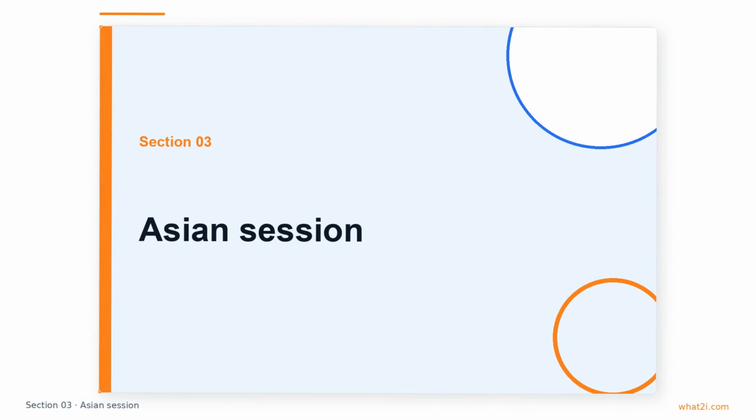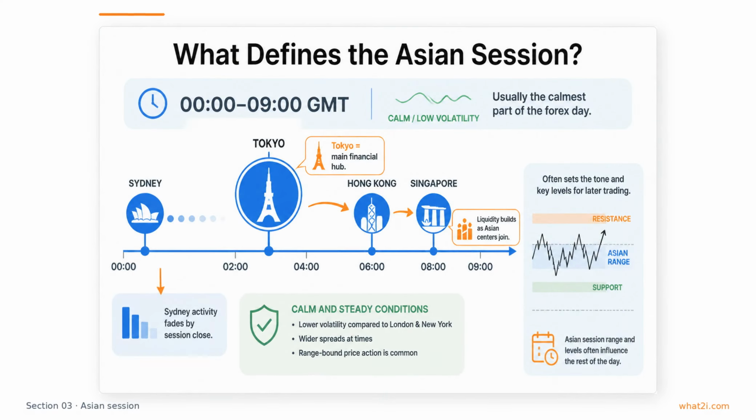Section 3. Asian Session. The Asian session is usually the calmest part of the Forex day, but it still plays an important role. It typically runs from about 00 to 0900 GMT, with Tokyo as the main financial center. As the session develops, Hong Kong and Singapore add more participation and improve liquidity. Sydney contributes earlier in the cycle, but its influence tends to fade by the session close.